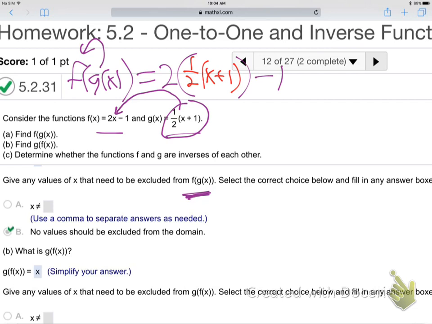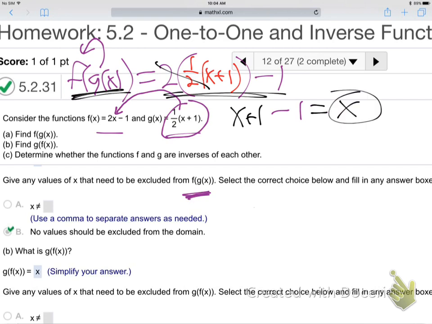Okay, now can you clean that up? What's going to happen? You see it's just going to be x. Do you see that a half times 2 just cancels? And you just have x plus 1 and you get that minus 1 at the back. Is that good? 2 times a half just cancels out, it's just 1. So 1 times x plus 1 is just x plus 1, minus 1 is x. So f of g, put it together, clean it up, it's just x. What does that mean?